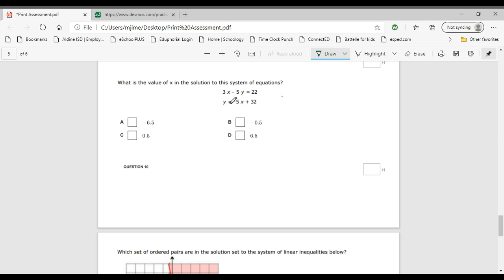All right, this one right here, you want to solve for y. Already the one at the bottom is. So we're going to do this one. We move the x. So this is going to be negative 5y equals 22 minus 3x, because remember you change the sign when you move things. And then we put that in parentheses, and we divide by negative 5.